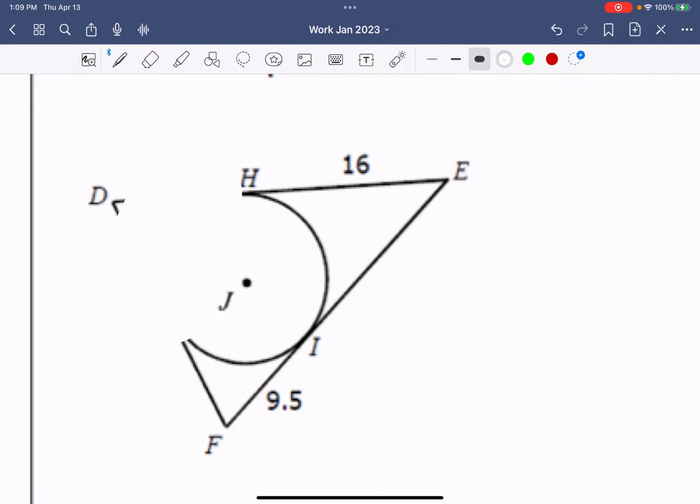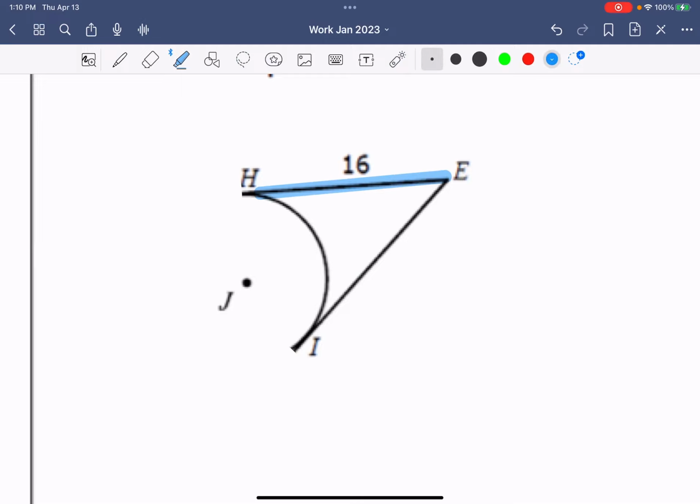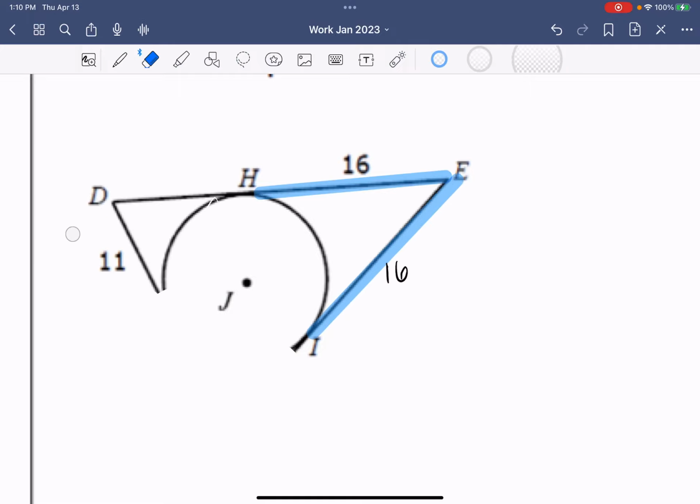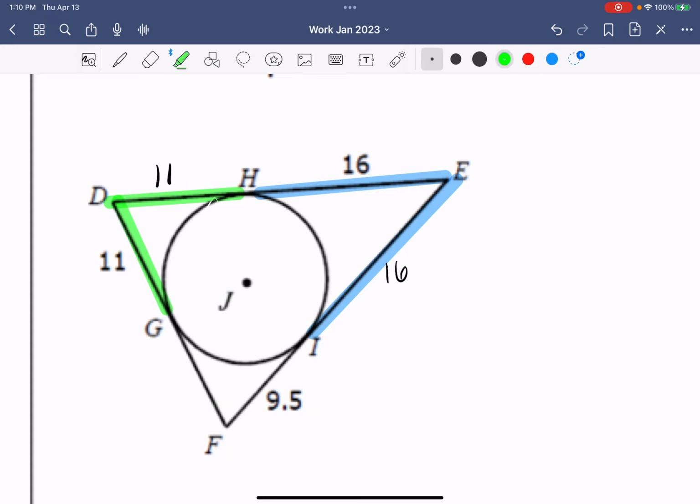So if you look over here, we have 16, and because H goes to E and I goes to E, they're both 16. So it means this side is also 16. Same thing happened on the other one. We have 2 of them. G goes to D and H goes to D. They're both 11s. And then in the last one, we have another corner. So really what they did is they just repeated the same process 3 times. G goes to F and I goes to F. So they're the same size. So this is 9.5.